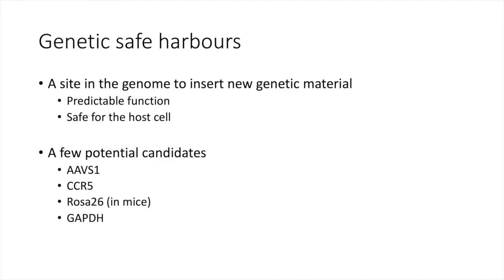There are a few known potential candidates for safe harbors. There is AAVS1, CCR5, and ROSA26, which is specific to mouse cells. But the one that the GAPTrap system works with is GAPDH, and that's the one we'll be talking about today.